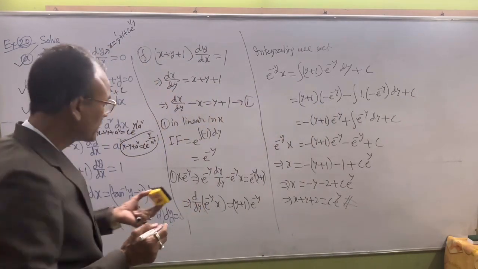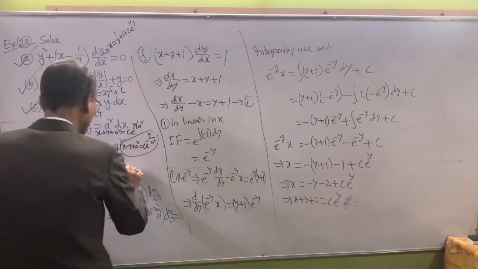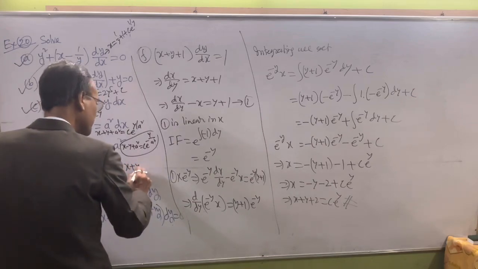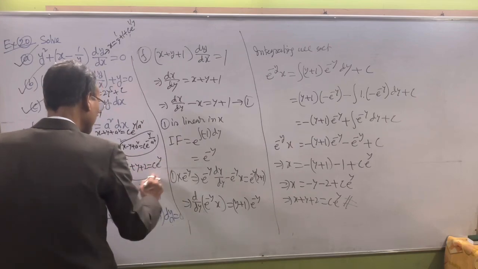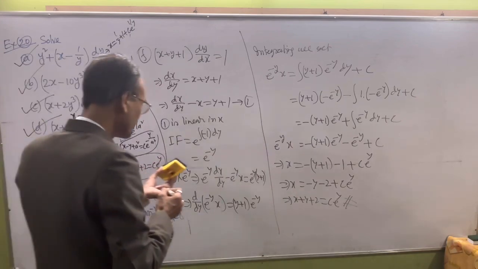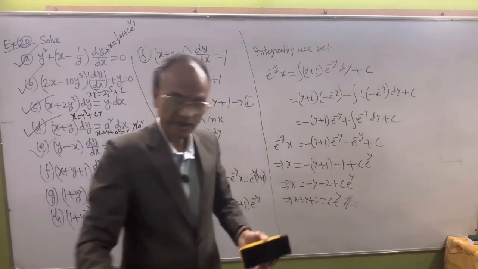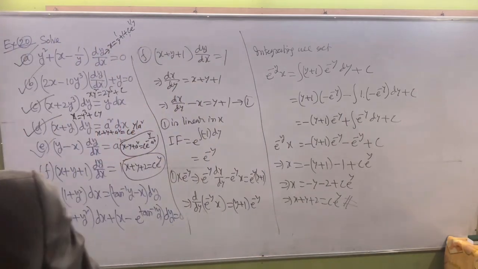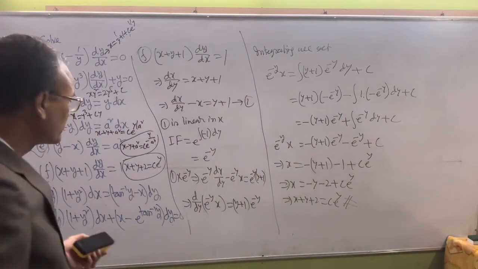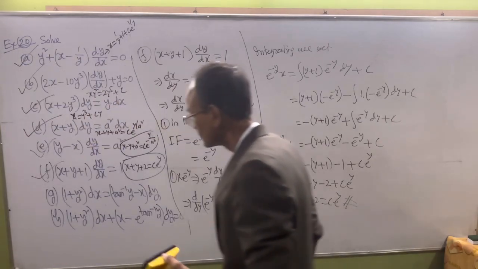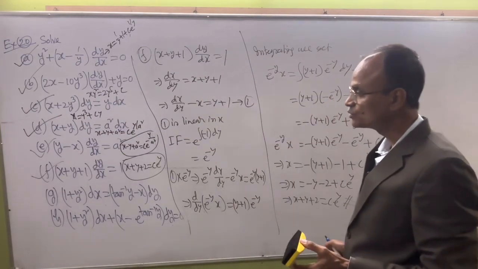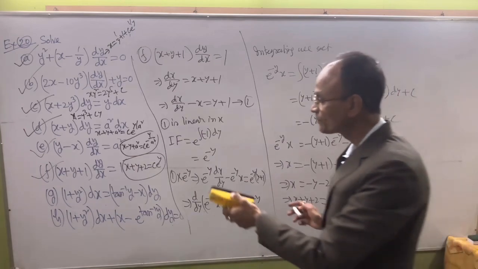Therefore, the solution of equation number 1 is x plus y plus 2 equal to c into e to the power y. Therefore, we have solved the question number 6. Now, let us try to solve the question number 7.